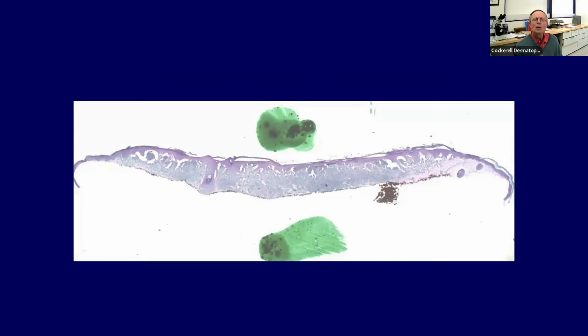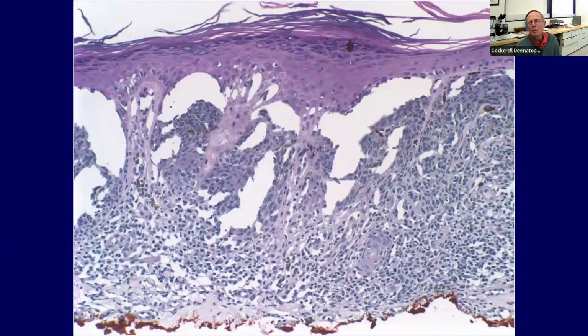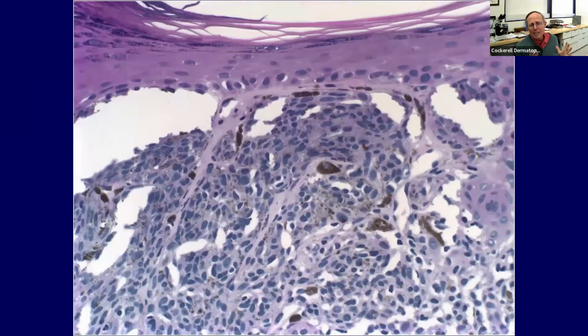I mean, here's a small, symmetrical, well-circumscribed lesion with clefts, with epithelioid cells, both spindle and epithelioid. It's got epidermal hyperplasia. It's got Kamino bodies in it. It's got everything for a Spitz's nevus.